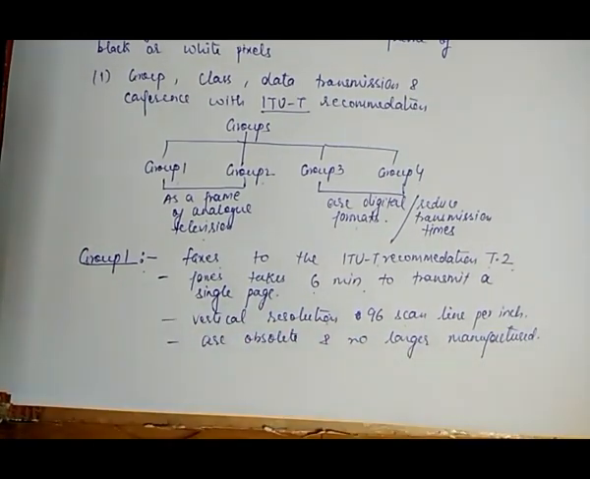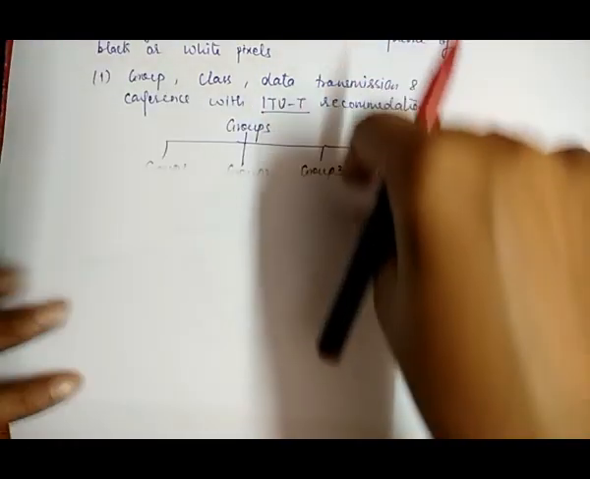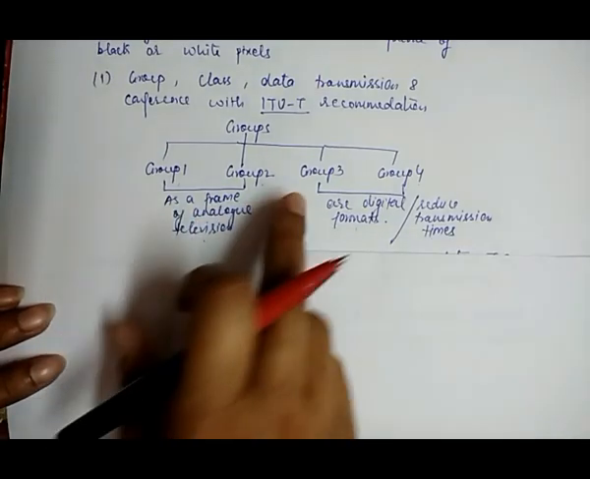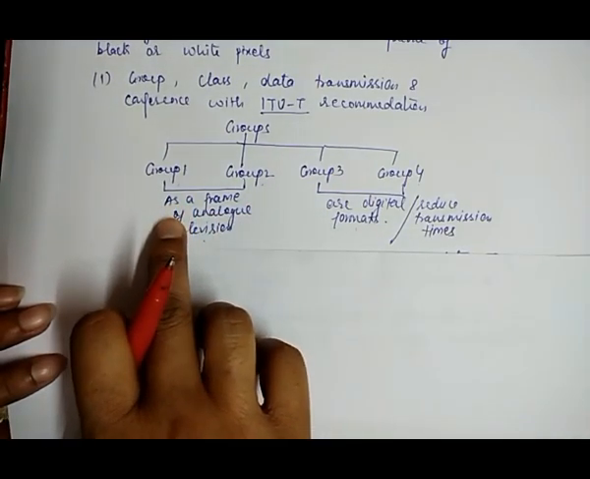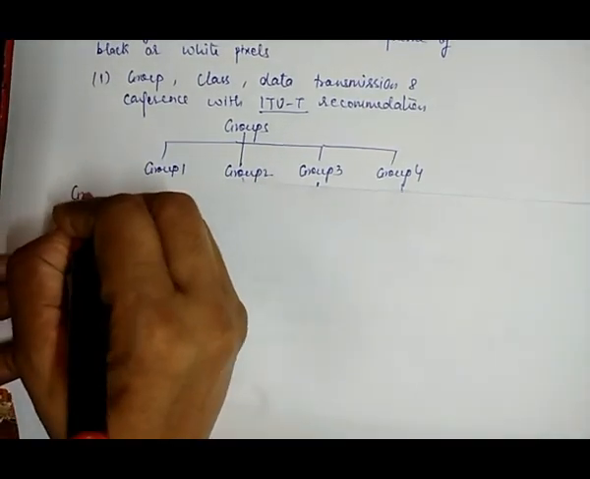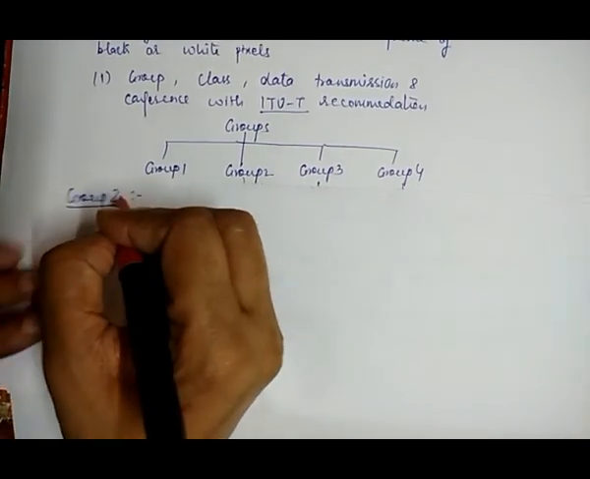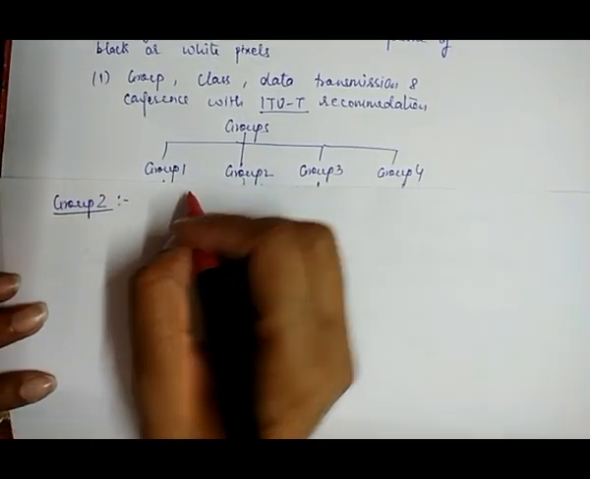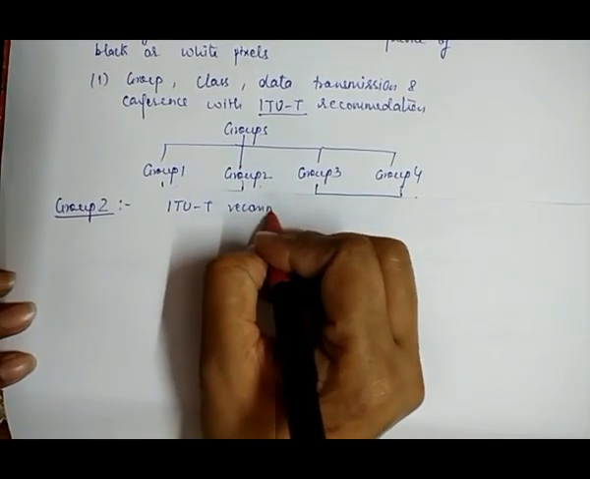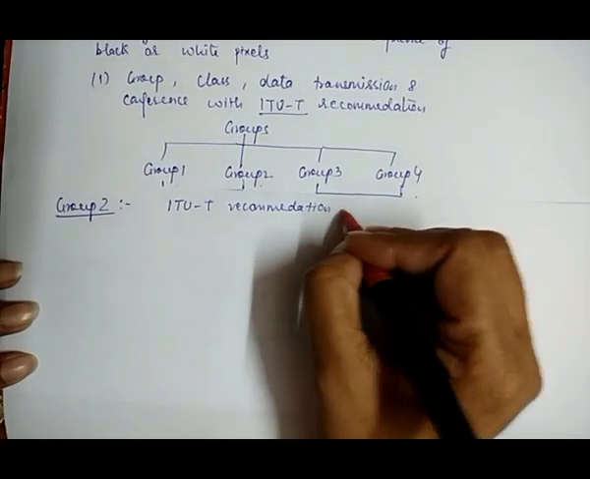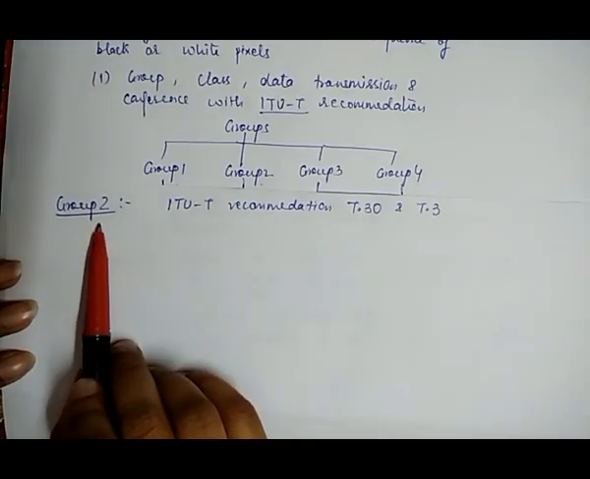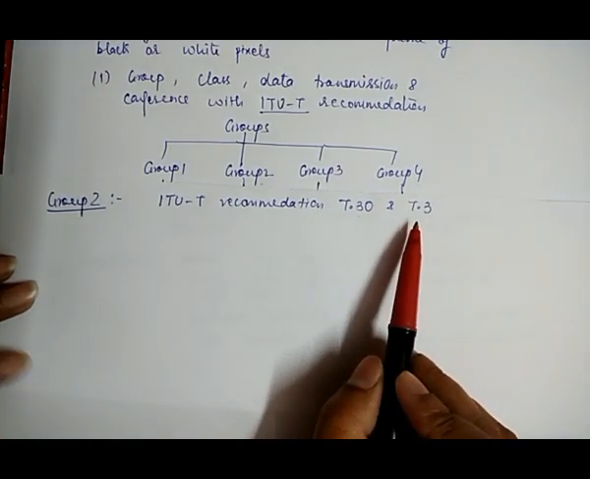After group 1, the next group is group 2. Group 2 works the same way: we send the document as a frame of analog television. But there is a slight difference. Group 2 has the ITU recommendations T.30 and T.3.